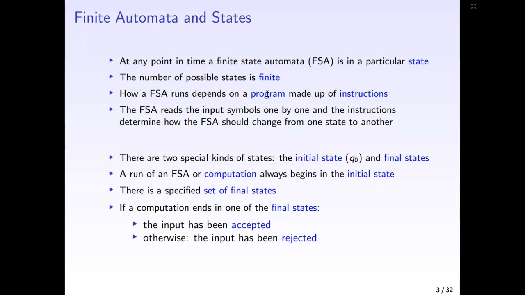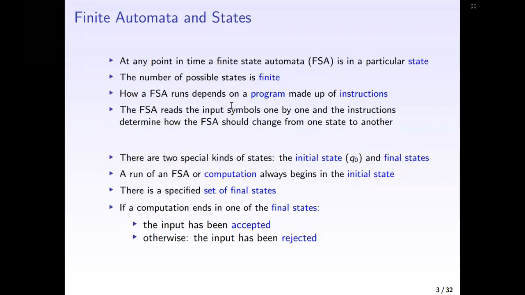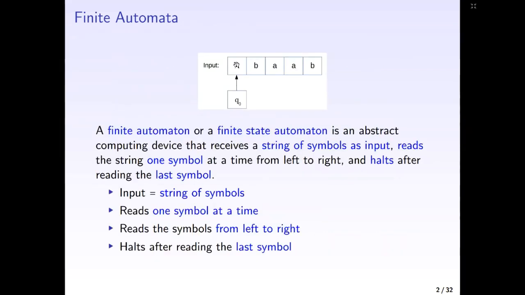How does an FSA run? That's the question. How does the machine move from state Q0 to Q1, Q2, and so on? How an FSA runs depends on a program made of instructions. The FSA reads the input symbols one by one, and the instructions determine how the FSA should change from one state to another state. So I have states, and I have instructions. The instruction will tell me that after reading this input, when I'm in this state, I should go here. Then I get to the next input, in the same or a new state, and the instruction will tell me, if you are in a specific state and you get this input, you will go there, okay? So that's the whole story.